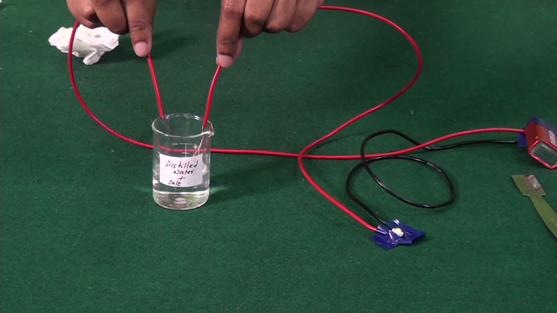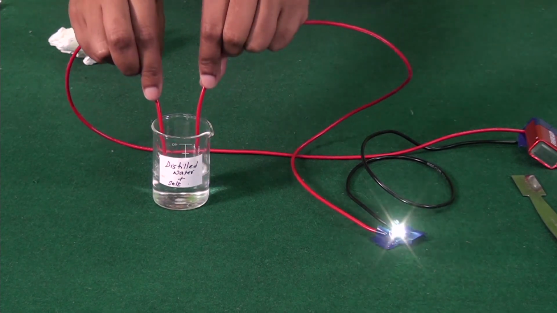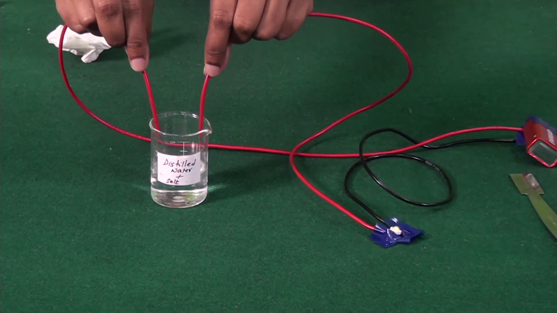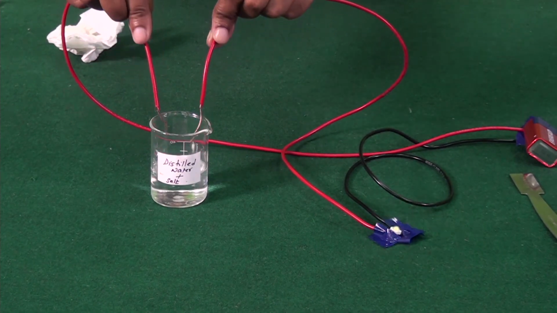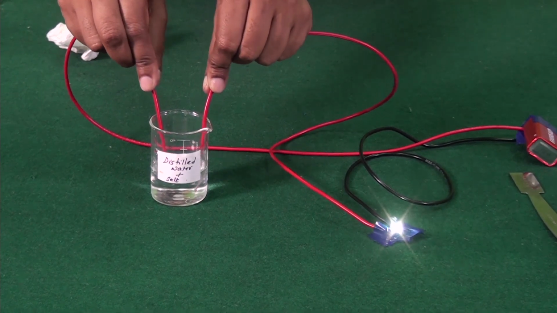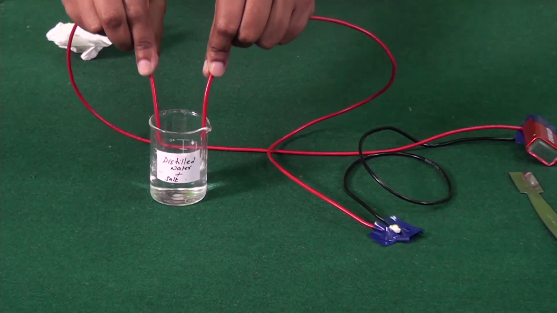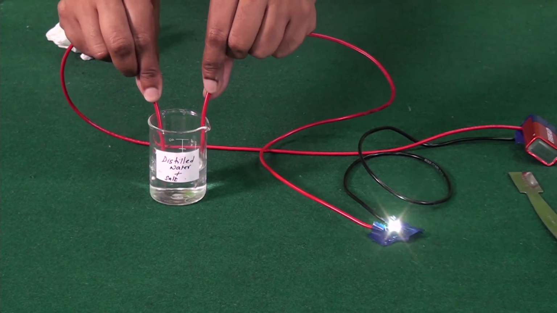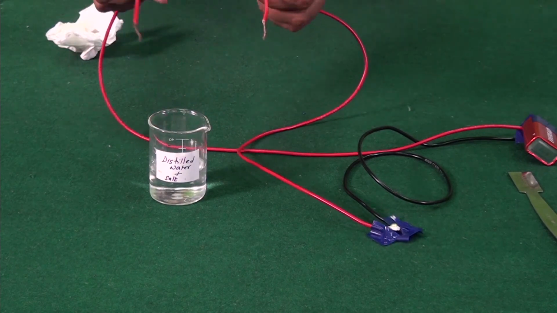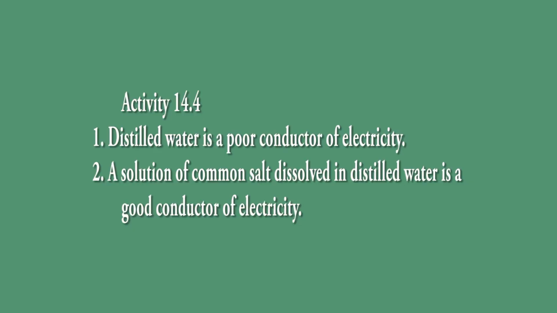Distilled water is free of salts and is therefore a poor conductor of electricity. When we add an ionic salt like sodium chloride into it, the salt dissociates and thus makes the resulting solution a good conductor of electricity. The overall findings of this activity are therefore as follows. Distilled water is a poor conductor of electricity, and distilled water containing dissolved common salt is a good conductor of electricity.